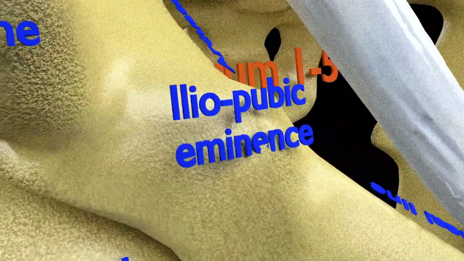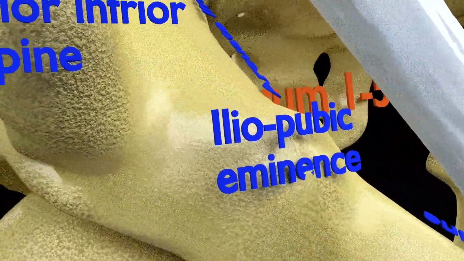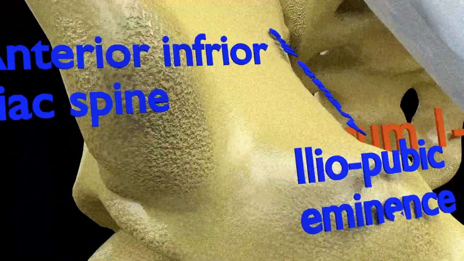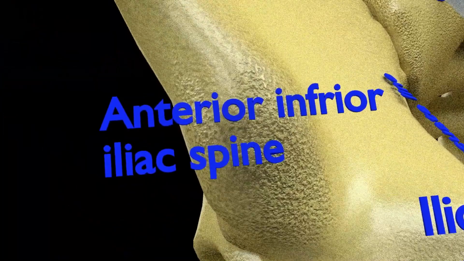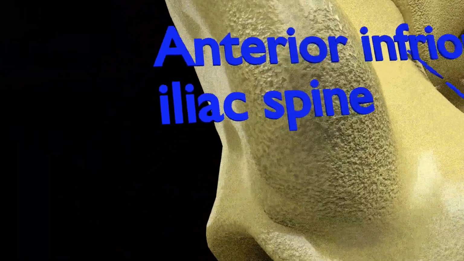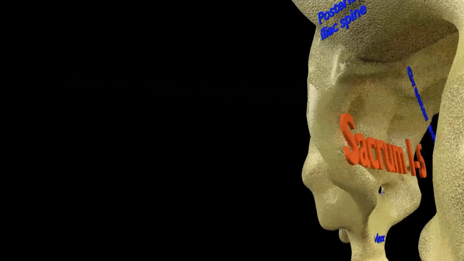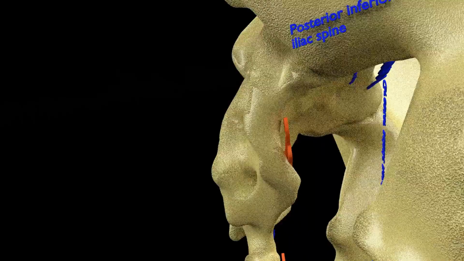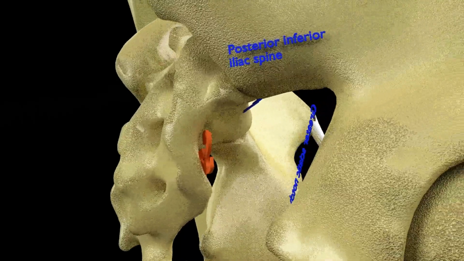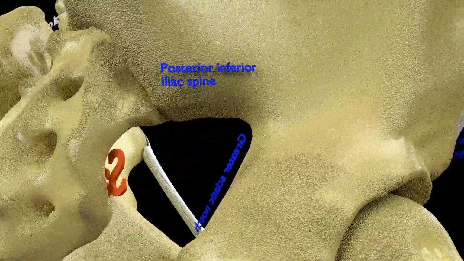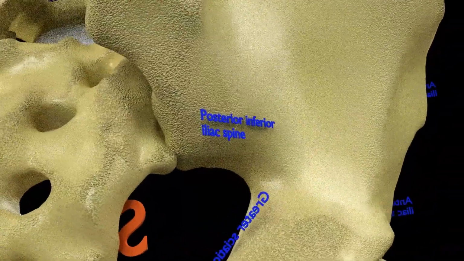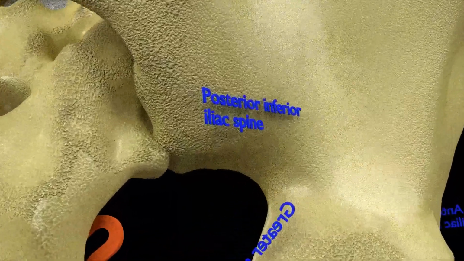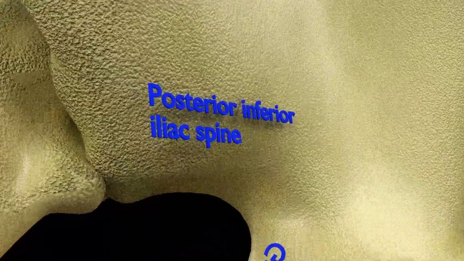Here you can see iliopubic eminence. In the lower end, we have anterior inferior iliac spine. Now moving to the posterior aspect of hip bone, you can see the posterior inferior iliac spine forming the superior margin of greater sciatic notch.